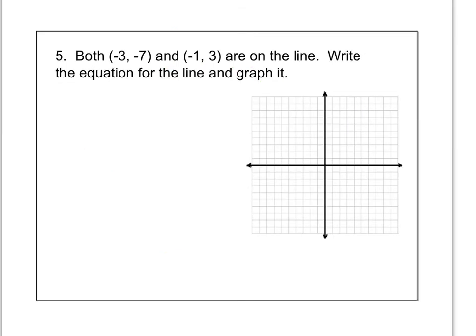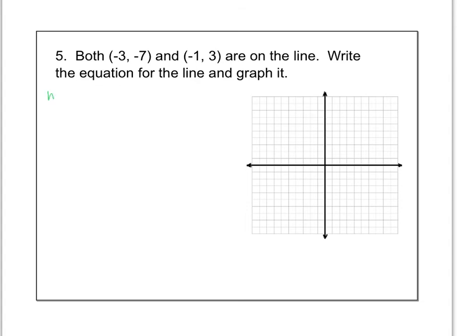Let's try that same thing again in number 5. So it says both negative 3, negative 7, and negative 1, 3 are on a line. Write the equation for the line and graph it. Okay, let's try to find the slope. Let's try to find the m.